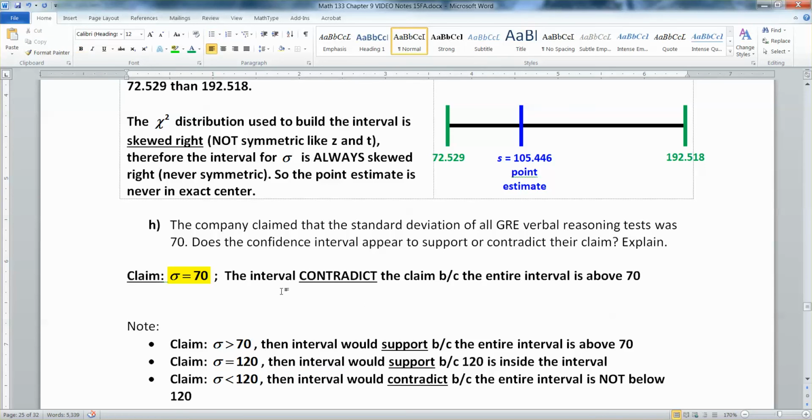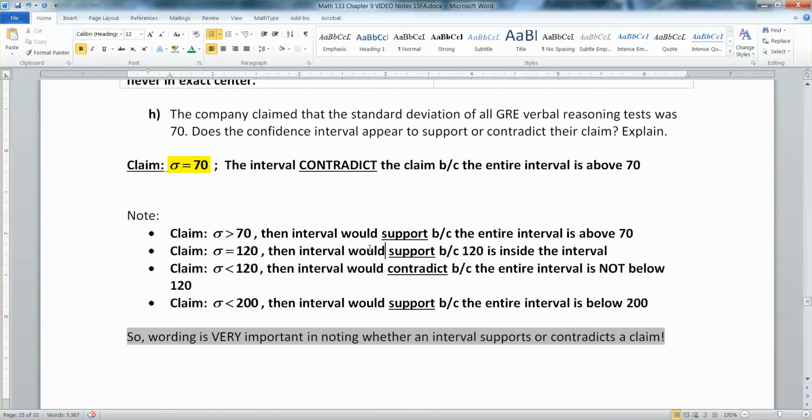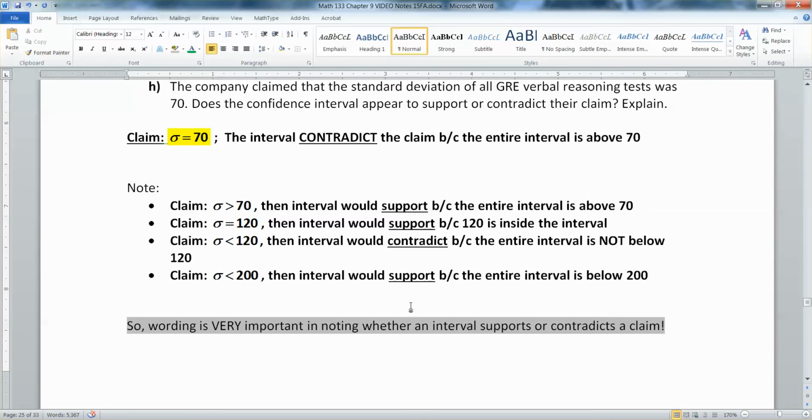Which means it's going to be very important what the claims are, because a small change in the wording matters. If they claim it is 70, we contradict. But if they claim greater than 70, we support, because our whole interval is above 70. If they claimed less than 120, no good because our interval is not less than 120. If they claim less than 200, sure, our interval would support. Matter of fact, let me type that one up. And this obviously means that wording is very important. That English language thing that I've been getting you guys on about all semester, you have to pay close attention to what is being claimed and whether your interval supports or contradicts that based on the data that you have.